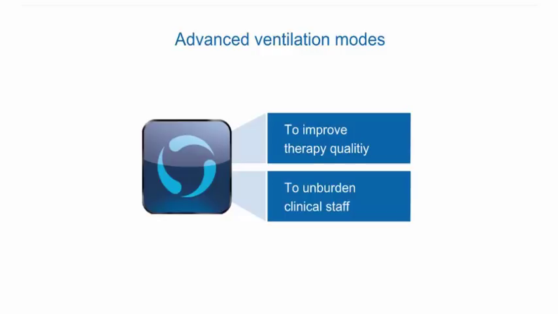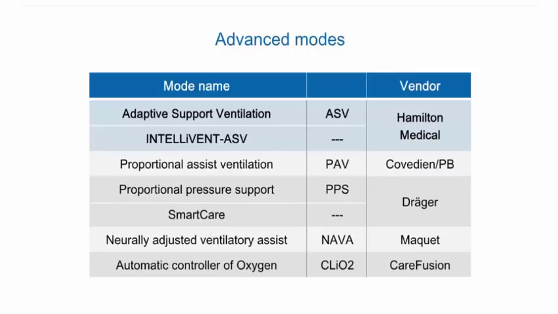In an advanced mode, the ventilator is able to automatically adjust some ventilator settings according to the operator's commands and the monitoring input. This table lists the major advanced modes that are commercially available today. In this basic learning module, we will not explain the advanced modes any further. If you are interested in the Hamilton Medical's advanced modes, view the learning modules about ASV and INTELLiVENT-ASV.